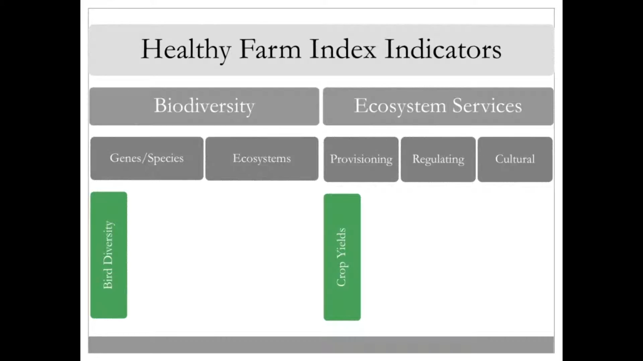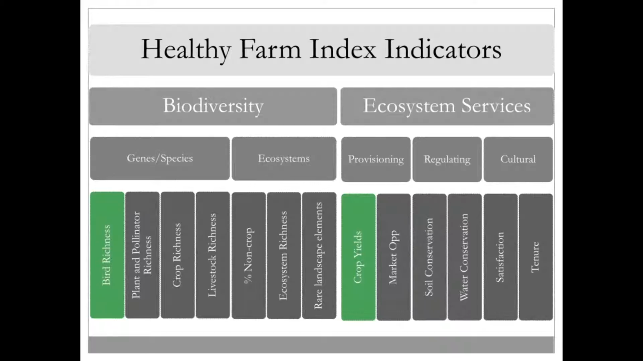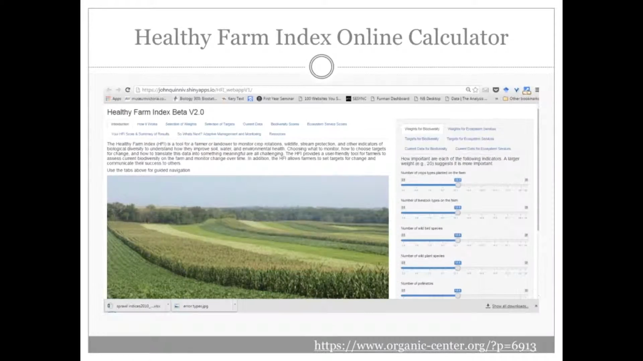We started out, as we mentioned before, interested in the trade-offs between bird diversity and crop yields. We quickly realized that that did not capture the system of a farm and all the potential indicators within it. And so we added a number of other indicators to the Healthy Farm Index. More information on these is available in the different papers, and we'll walk through some of them when we look at them on the farm. With the Healthy Farm Index, the indicators are provided. What the farmer has to do is choose the specific targets they have and what they want to reach for those.